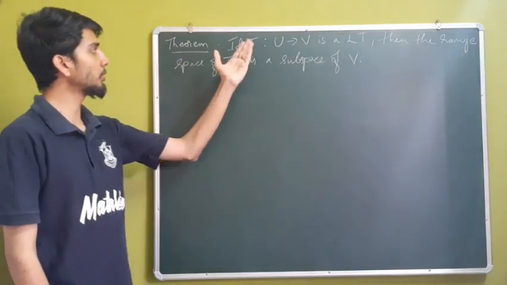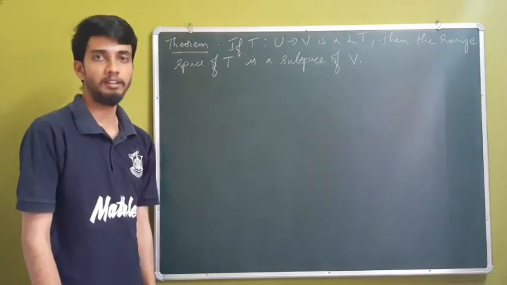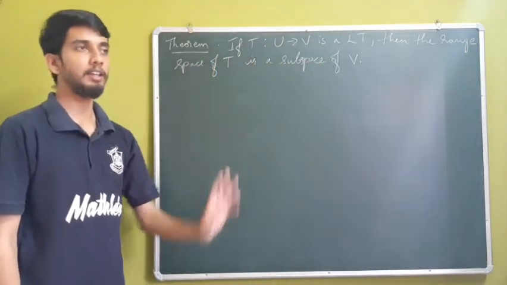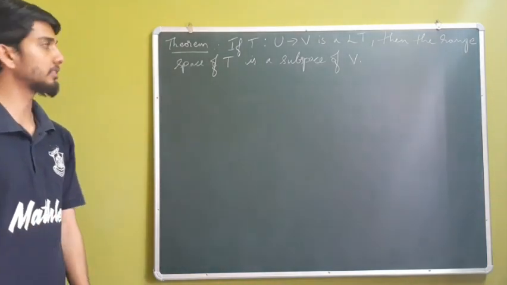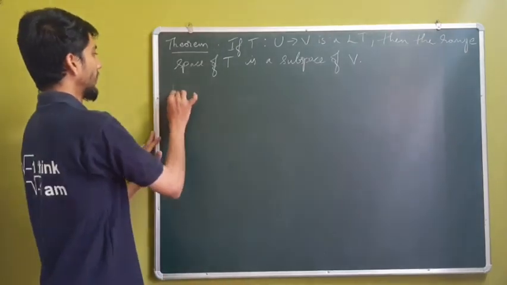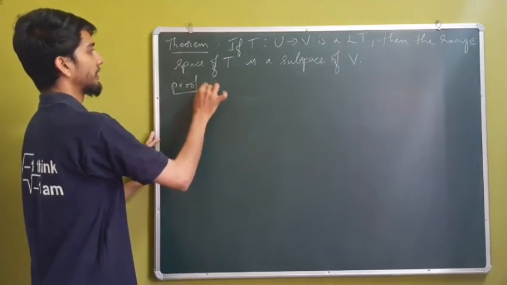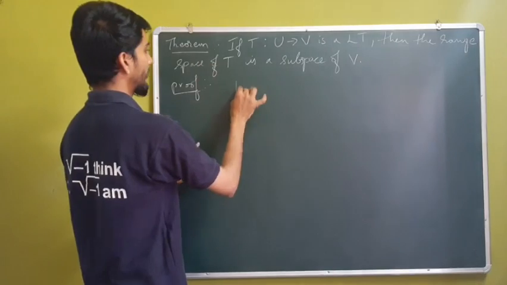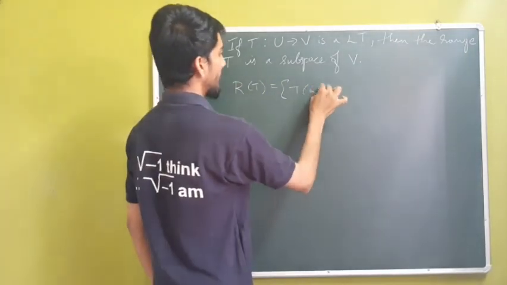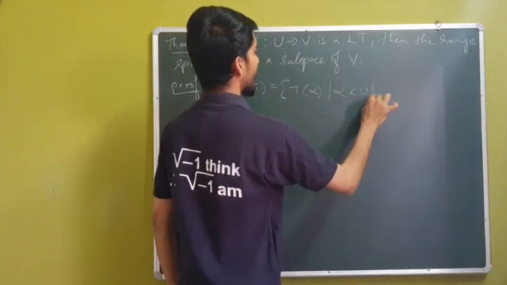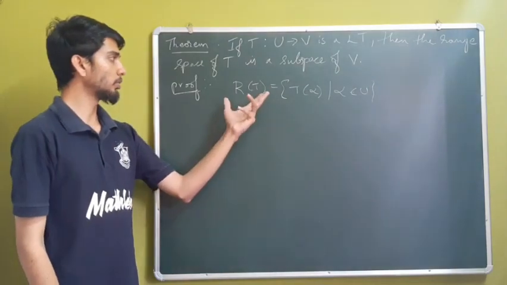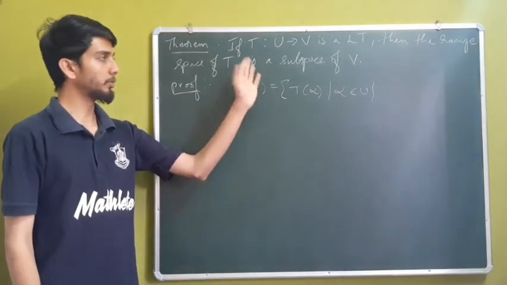If T from U to V is a linear transformation, then the range space of T is a subspace of V. Given any linear transformation, its range space is always a subspace of V, and this is to be proved. Getting into the proof, we know that the range space is nothing but the set of all T alpha such that alpha comes from the given domain U. Now we have to prove this set is a subspace of V.